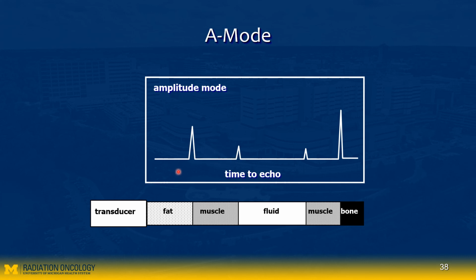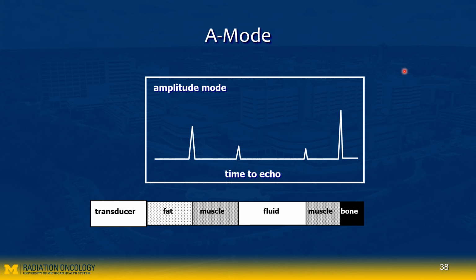The A mode will create a sort of plot with peaks whenever it sees a boundary. So there's a fat and muscle boundary, it'll create a peak. Then muscle and fluid, it'll create a peak. Then muscle and bone, it'll create a different peak.